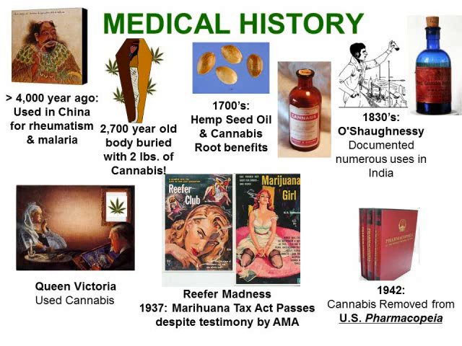It started in China. It was used for all sorts of things, pain management, for nausea, for people with epilepsy, or when they would have convulsions. It was very useful for that. And somebody recently uncovered a body. They found a body in the Gobi Desert. It was a 2,700-year-old body that was buried with 2 pounds of cannabis.